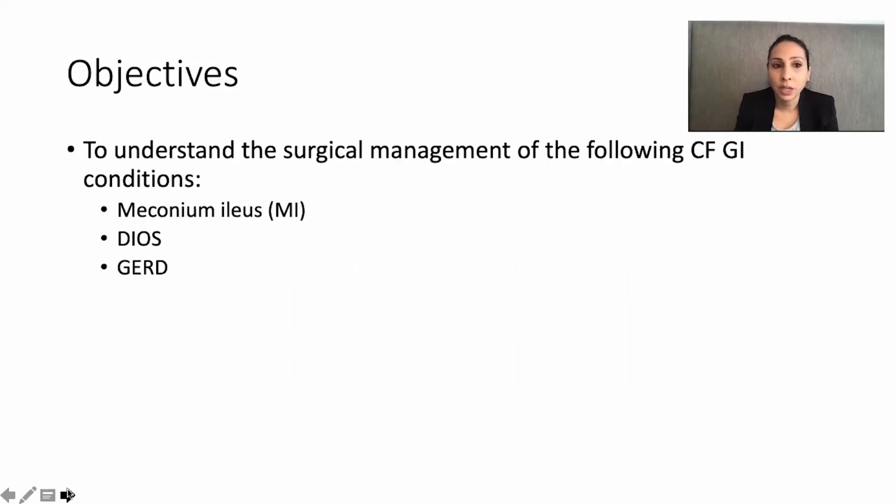The objectives of this talk are to understand the surgical management of the following CF GI conditions: meconium ileus, distal intestinal obstruction syndrome, and gastroesophageal reflux disease.